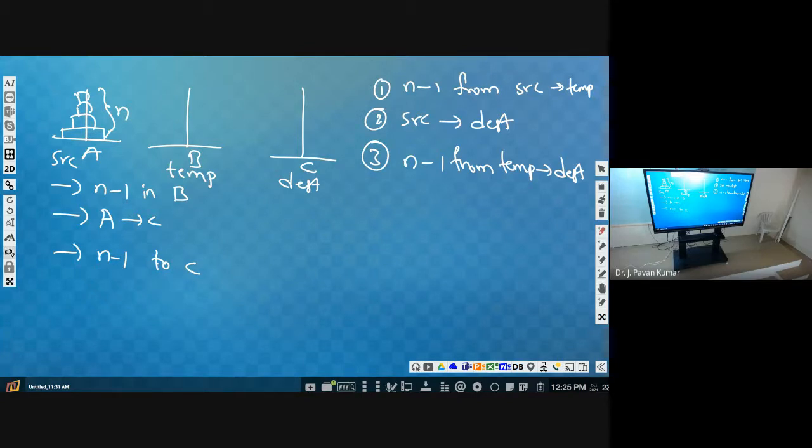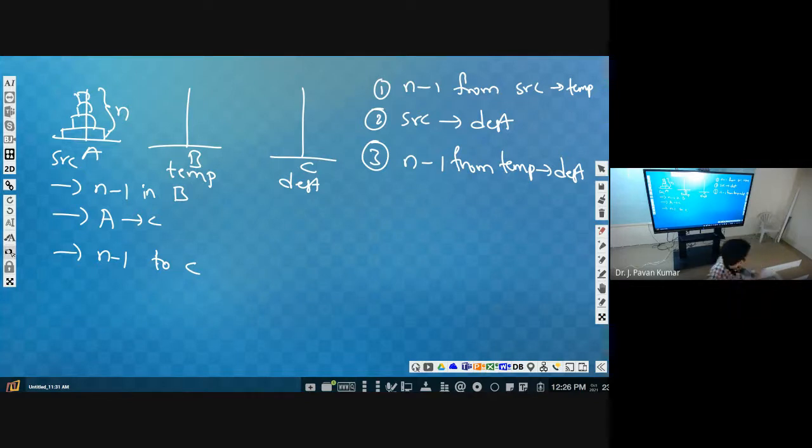When will we use recursion? To solve the problem, we will use subproblems of the same kind. Then recursion can be used.